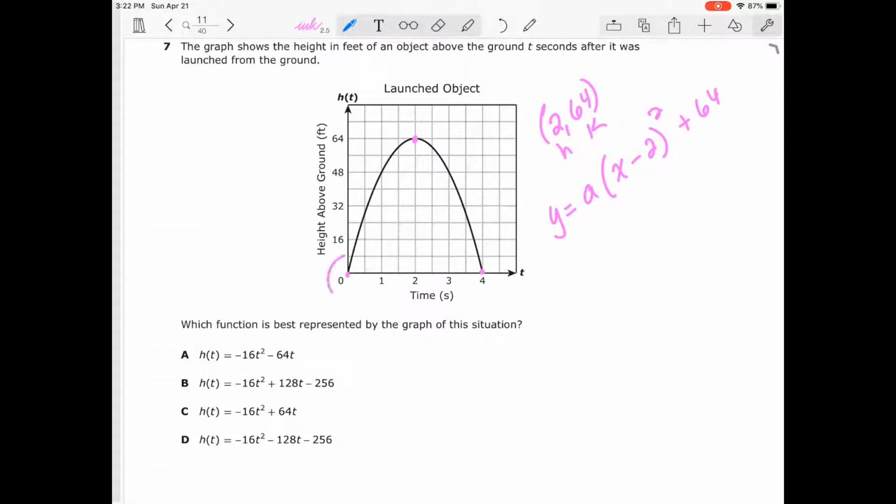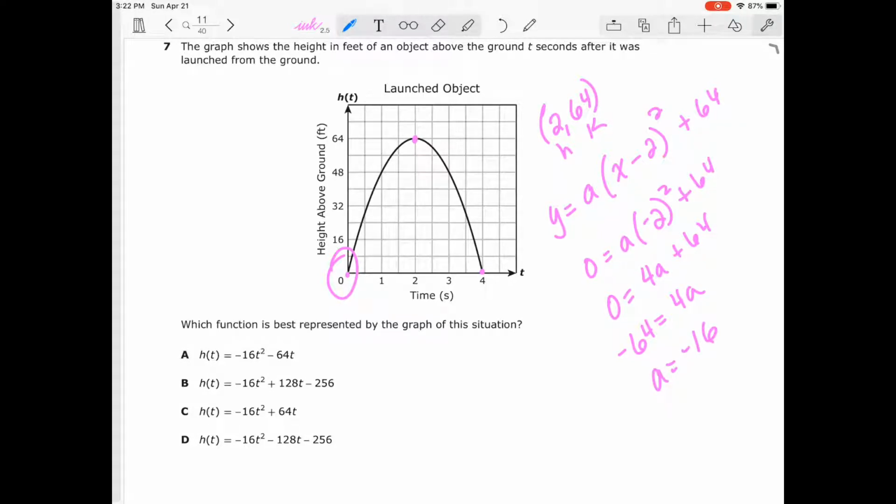Well, the easiest point to use is (0, 0). So I'm going to say 0 is equal to a times (0 minus 2) squared plus 64. This is going to give me 0 is equal to 4a plus 64. Subtract 64 from both sides. It's going to give me negative 64 is equal to 4a. So then a is going to be equal to negative 16.